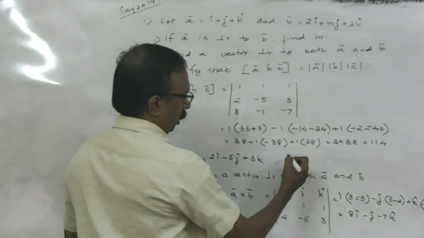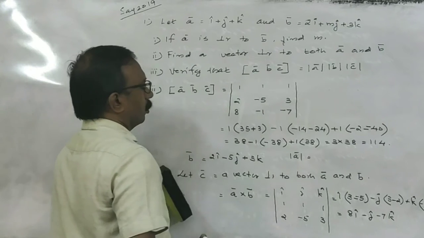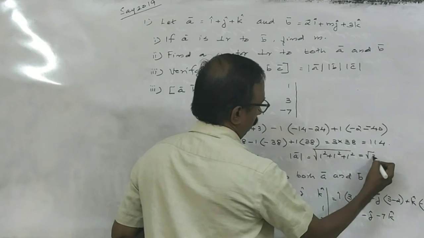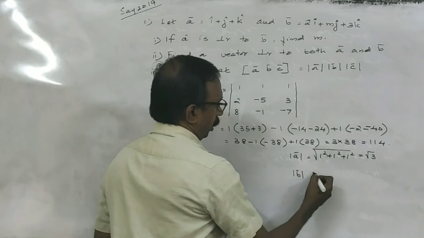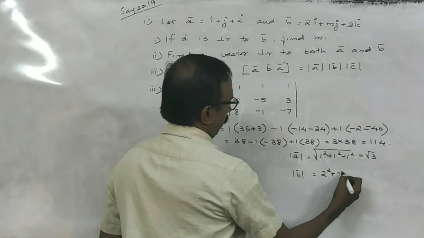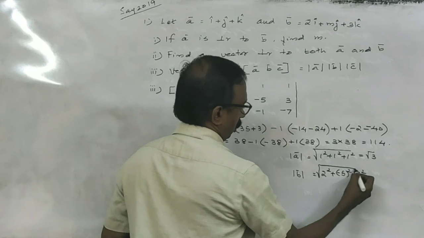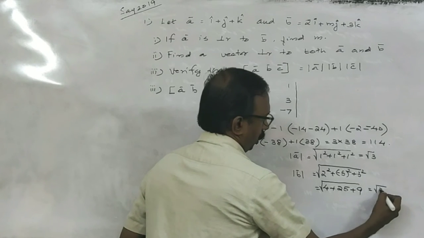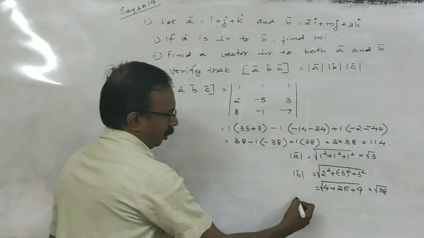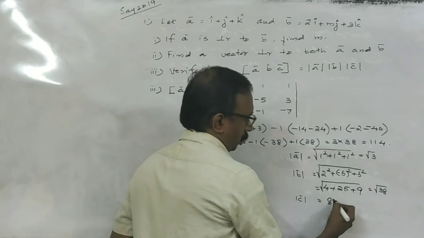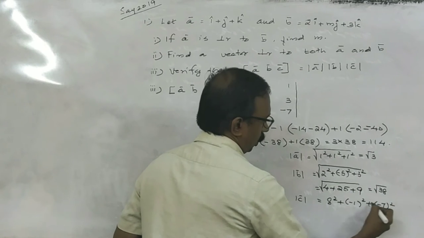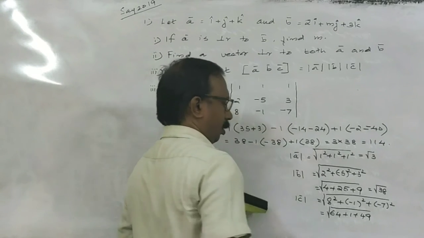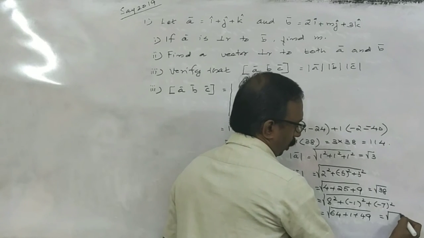Now modulus of vector A is equal to root of 1 square plus 1 square plus 1 square, that is root 3. Modulus of vector b is equal to 2 square plus minus 5 the whole square plus 3 square. Therefore, 4 plus 25 plus 9, that is root of 38. Now, modulus of vector c is equal to 8 square plus minus 1 the whole square plus minus 7 the whole square. That is 64 plus 1 plus 49, that is root of 114.